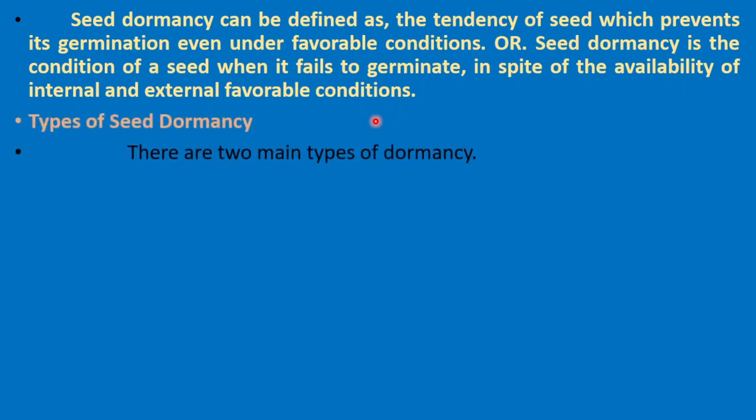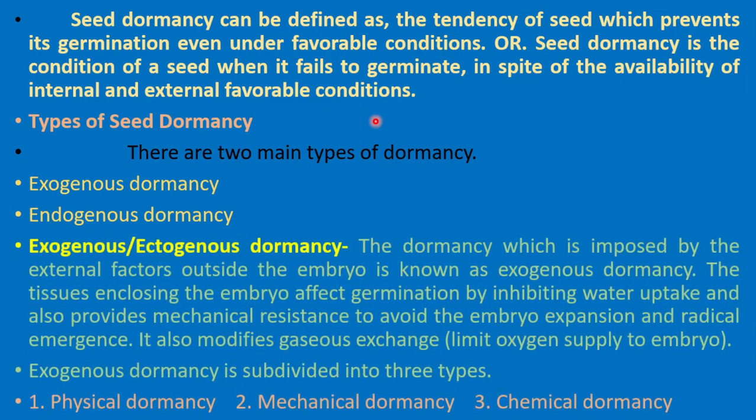Now we will proceed to types of seed dormancy. There are two main types of seed dormancy. The first is exogenous dormancy and the second is endogenous dormancy. Exo means external, endo means internal. So broadly, seed dormancy gets categorized into two different types: exogenous dormancy and endogenous dormancy. So let us see one by one.